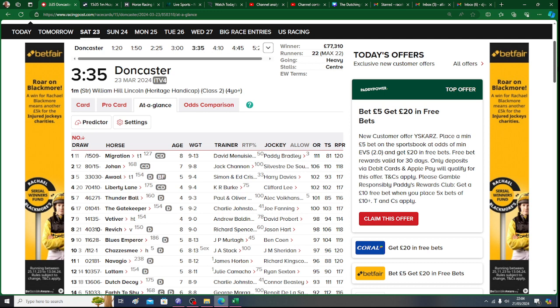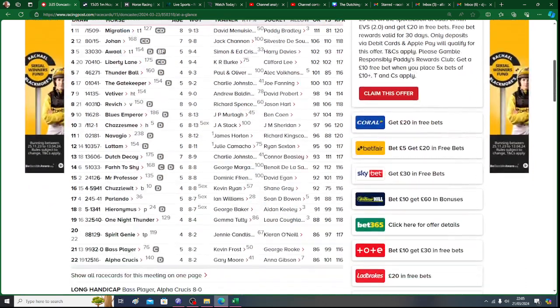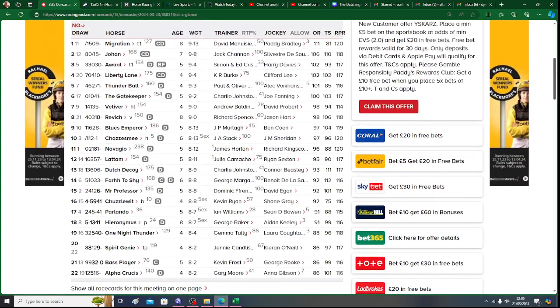It is Thursday evening, 21st of March 2024, just gone 10 o'clock in the evening. And I want to be looking at the William Hill Lincoln for Saturday. So if you've got any selections for this race, we're going to go through it now anyway. 22 go to post at the moment.